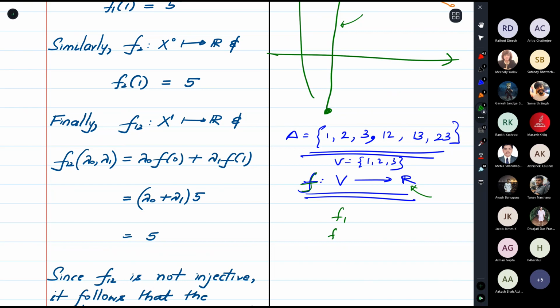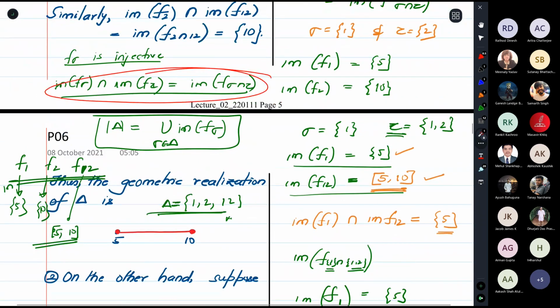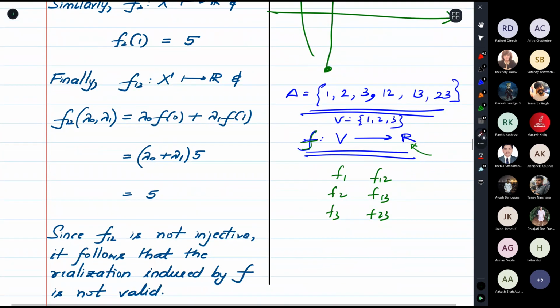You have to look at this f1, f2, f3, f12, f13, f23, and check whether each of these functions is injective, and whether the intersection property that we mentioned is also satisfied for all possible choices of sigma and tau. If such a condition is satisfied, then indeed this function induces a proper geometric realization. However, if even one of the properties is not satisfied, then one can conclude that this function cannot be used to come up with a geometric realization for a simplicial complex.